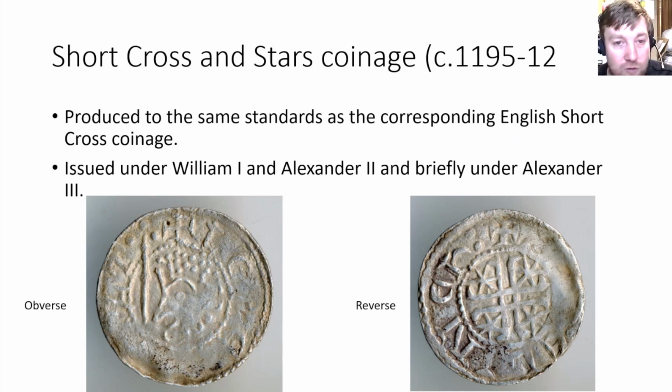So why are these coins called the short cross and stars? As you can see from the layout on the reverse, it is formed by a double short cross, and in each angle there is a star. The number of points on the stars in this coinage can range from 6 points on each star to 7 to 5. So there are a lot of different combinations of points on these stars. And again, on this coinage, the basic layout names the mint and the moneyer on the reverse, or in some cases, as we'll see later on, it just names the moneyer.